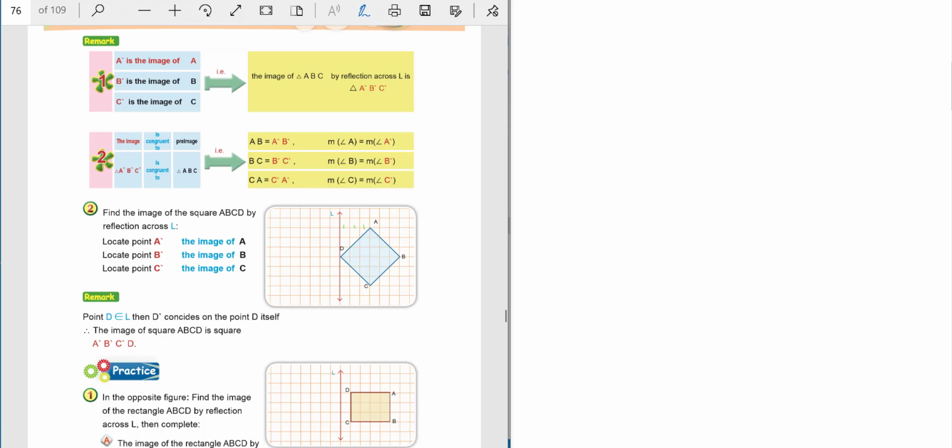Here we need to find the reflection of this figure across L. Count 1, 2, 3, so 1, 2, 3, and this is A dash. And B: 1, 2, 3, 4, 5, 6, and this point B dash. And the point D belongs to L, so it is its own image. And point C: 1, 2, 3, so count 1, 2, 3, then put C dash. Then draw the figure. This figure is called the image of figure A, B, C, D. The image is A dash, B dash, C dash, D.